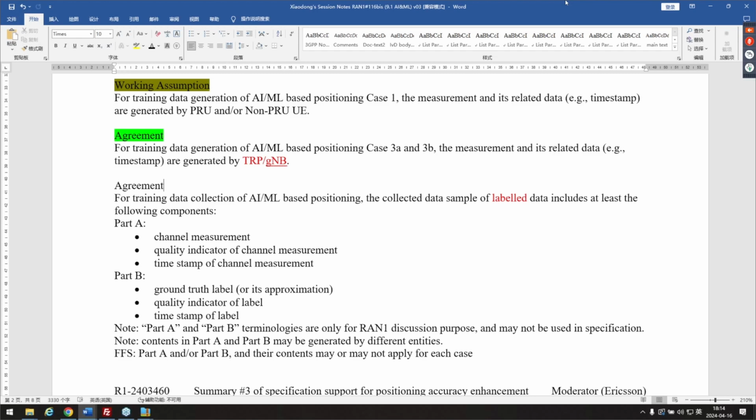Yeah, now when we were having this offline discussion, this label in red font was not included. And now that it's included, I believe that this segmentation of part A, part B is not necessary. We are talking about labeled data. Labeled data should have both of them, measurements and labels. In general, my intention is to have a clean agreement. We have several notes, FFS.